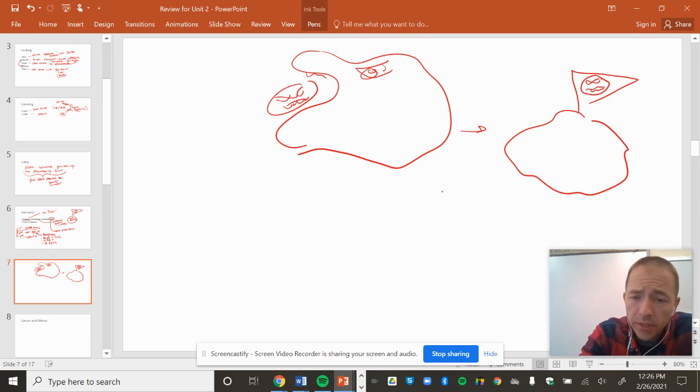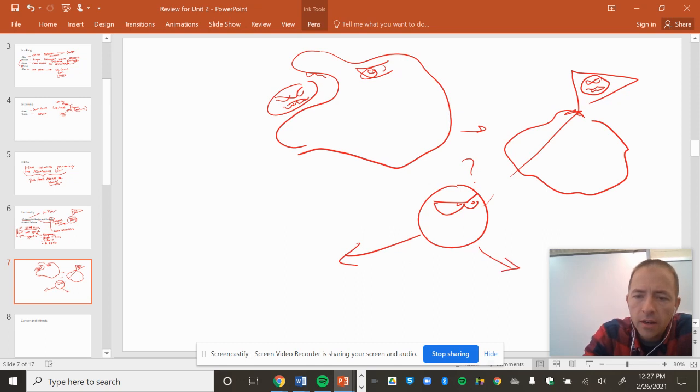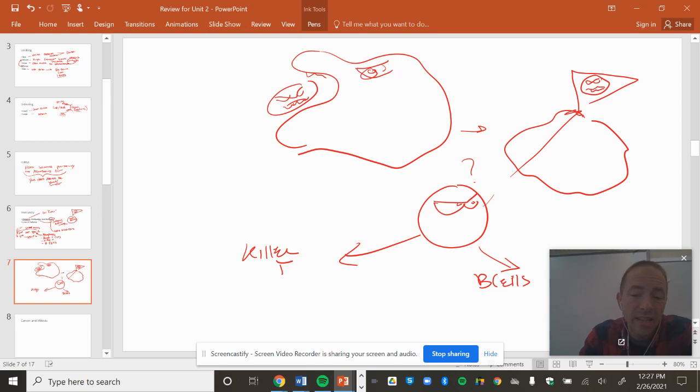We then have the helper T cell, which is the smart one, if you remember those videos that we watched. It's the smart one that looks at it and goes, yes, I see, and it calls in the rest of the army. So it calls in the killer T cells, and it calls in the B cells, so that we can get some specific defense against that invader.